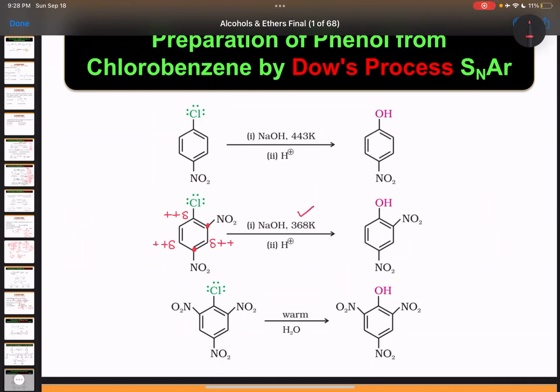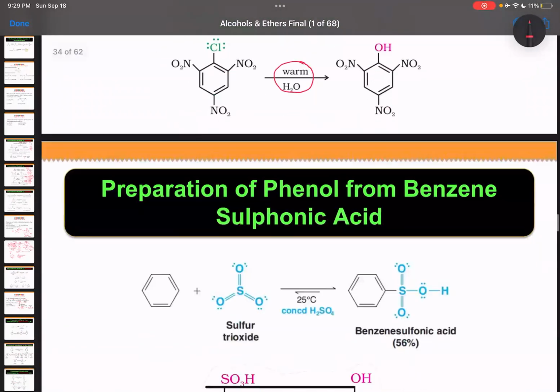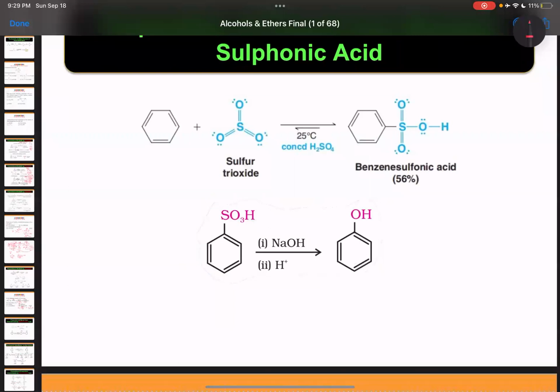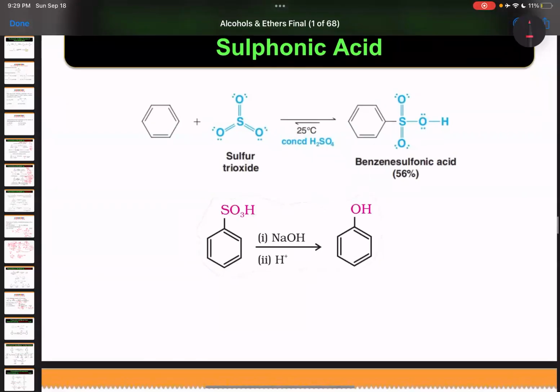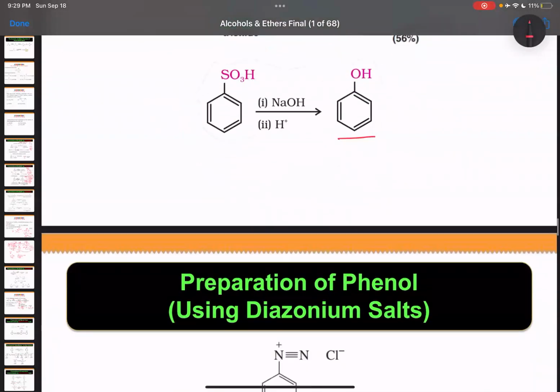So the attack is going to become more and more easier. You can notice that by the lowering of temperature. And if you have three NO2 groups, you just need to take water and warm it, and you will get picric acid. Okay. And this is another method, by sulfonation. You can do the sulfonation and then heat with NaOH. You are going to get phenol. Okay, this is also bimolecular nucleophilic aromatic substitution.